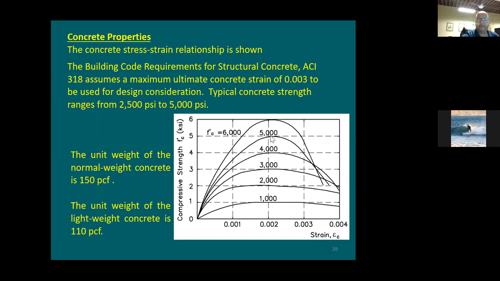So 5,000 psi means the maximum strength the cylinder, or the specimen, is going to be able to take is going to be equal to 5,000 psi. All concrete are assumed to fail at 0.003 strain value. This value here we call f'c. This f'c, usually what happens, we have concrete cylinders. We test them under compression after 28 days of being cast.